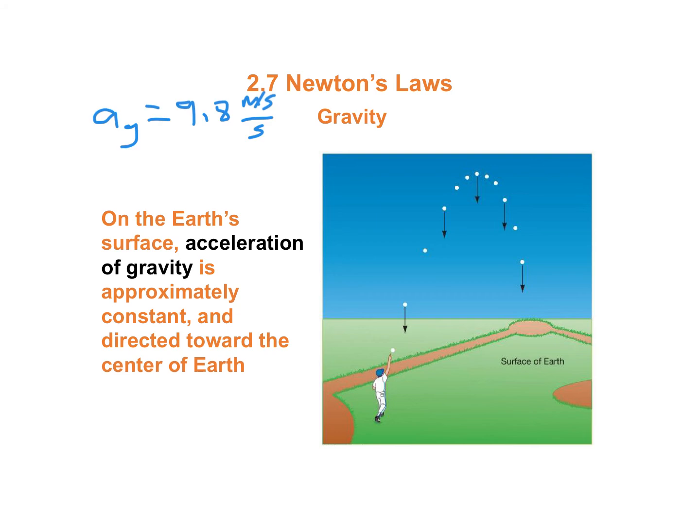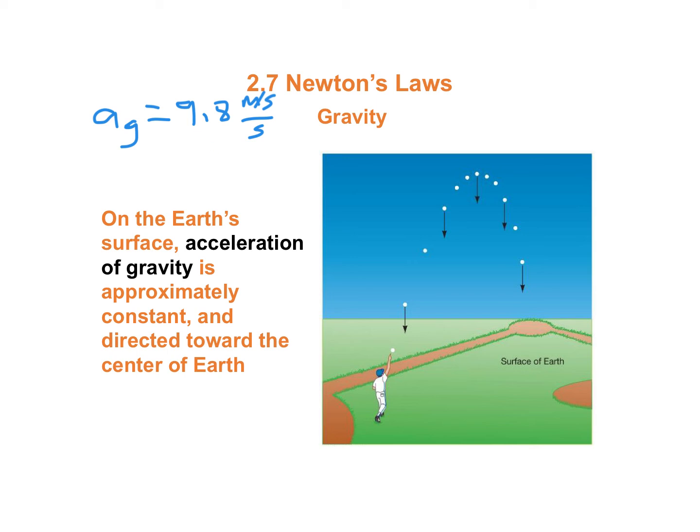And so I've written that down here, that the acceleration, and there's a little g there for gravity, the acceleration of gravity is 9.8 meters per second every second. So if I go to the top of a tall building and I drop a ball off the top of the tall building, after 1 second, it's going to be going 9.8 meters per second.